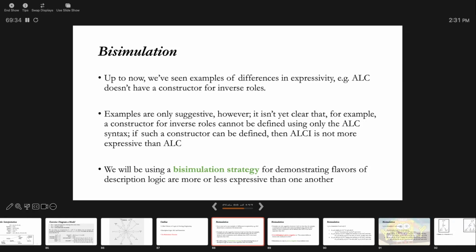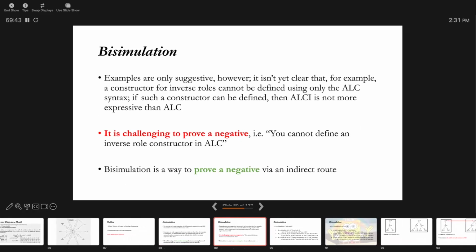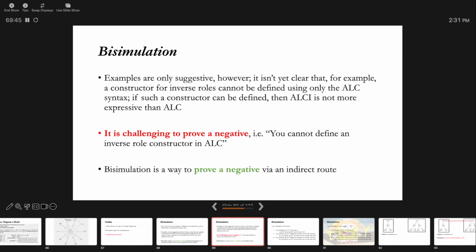I'll use a bisimulation strategy for demonstrating this. It's from Johan van Benthem's dissertation back in the 80s. He created this. It's actually applied to modal logics to show how different flavors of modal logic are more expressive than others. But it is challenging, as you know, to prove a negative. And what I've said is you cannot define an inverse role constructor in ALC, which is a negative. How would I prove that? Bisimulation is the way I prove a negative, via an indirect route by generating a contradiction.